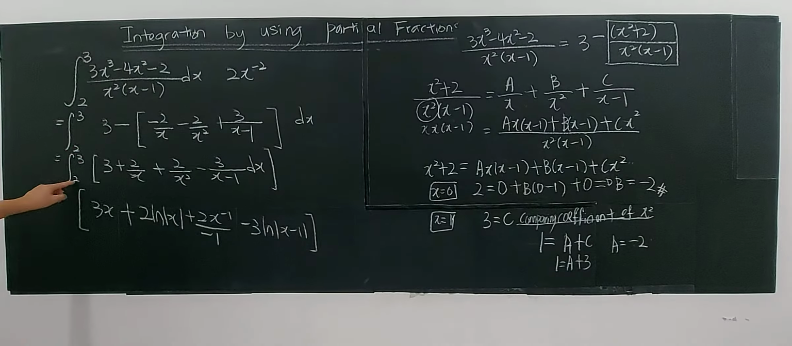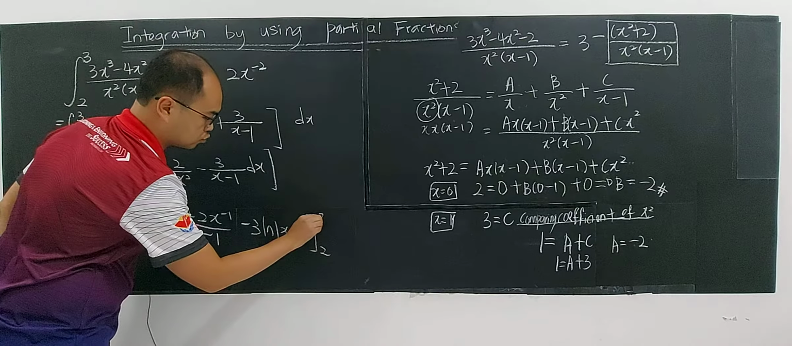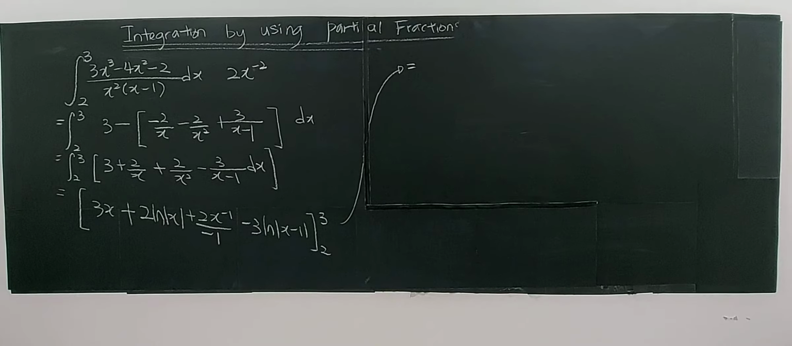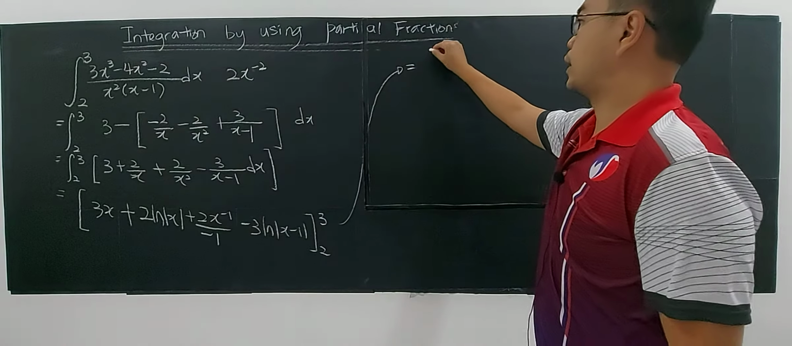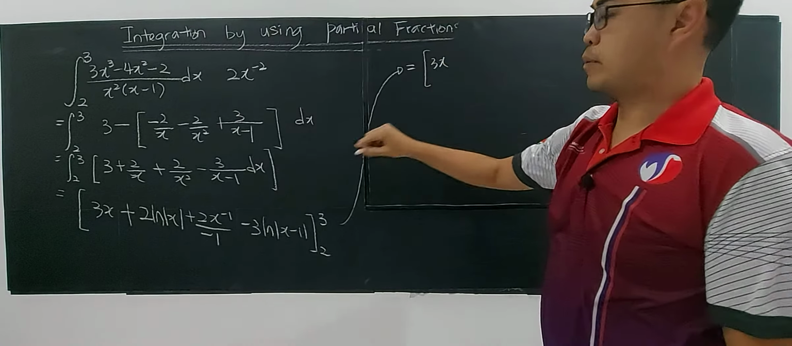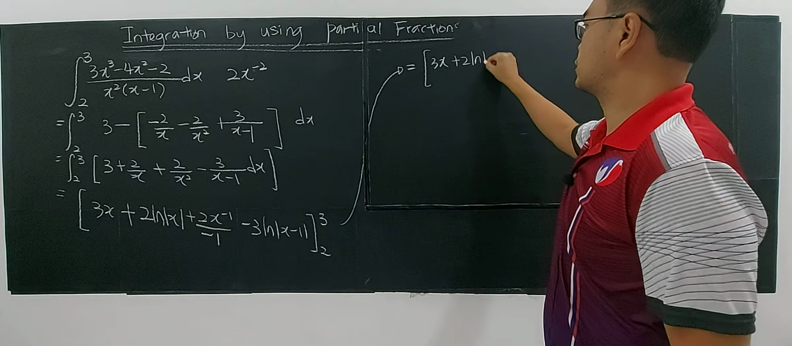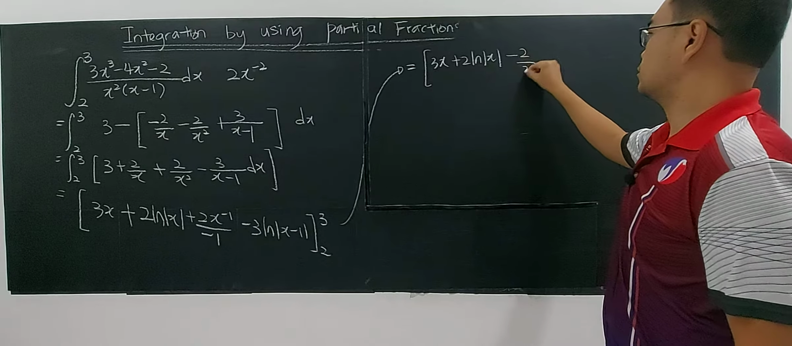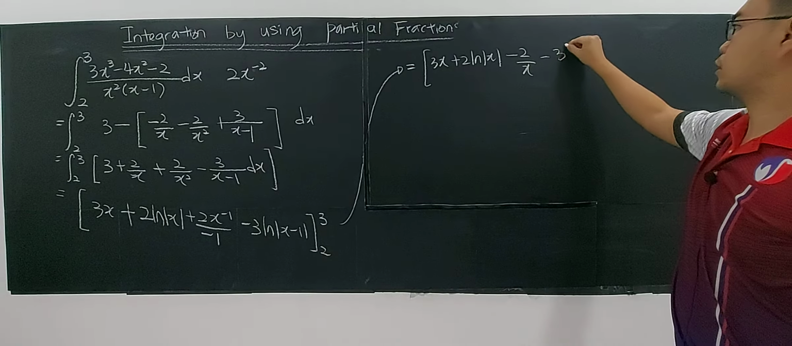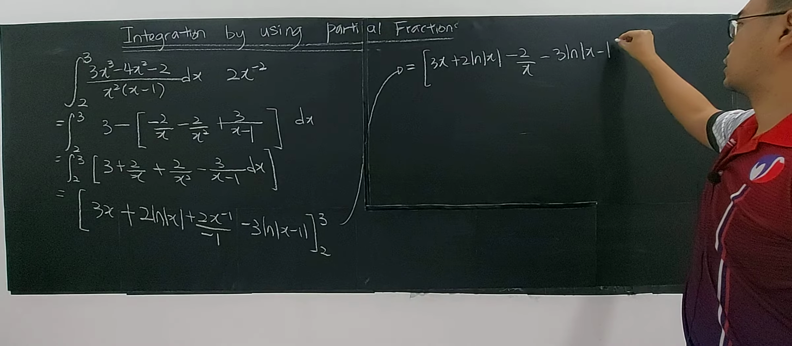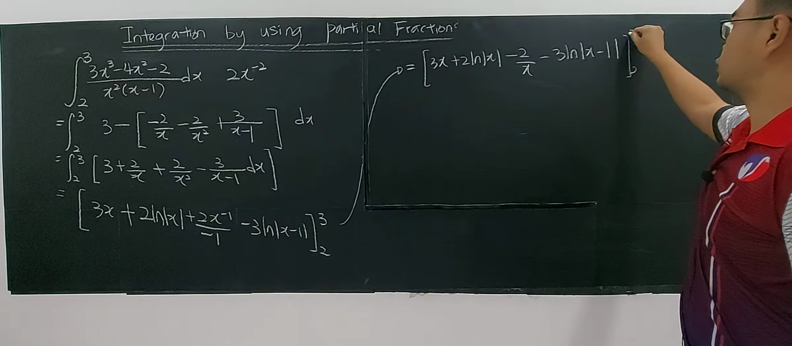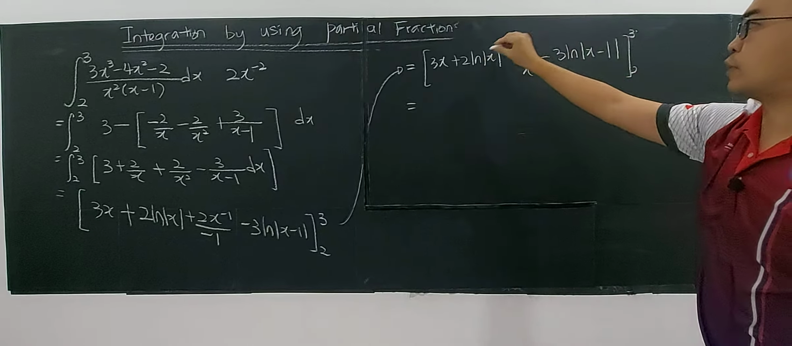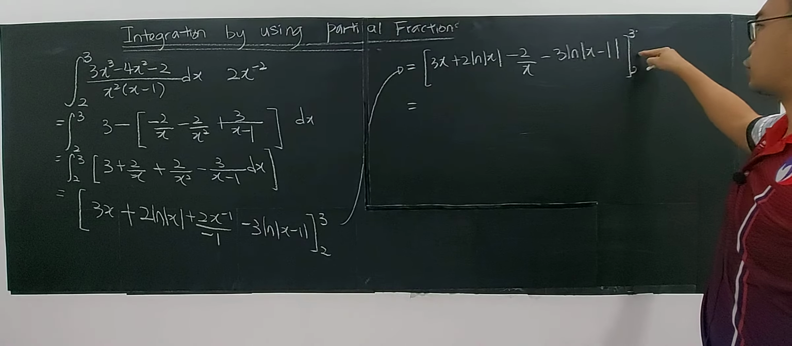So it's integrated from 2 up to 3, right? The limit is from 2 up to 3. Alright, okay, let's rearrange this and evaluate. You will have 3x plus 2 ln modulus x, positive, negative, negative 2 over x, minus 3 ln modulus x minus 1 from 2 up to 3. So then you know that you take the limits: the value of the function at the upper limit, minus the value at the lower limit.